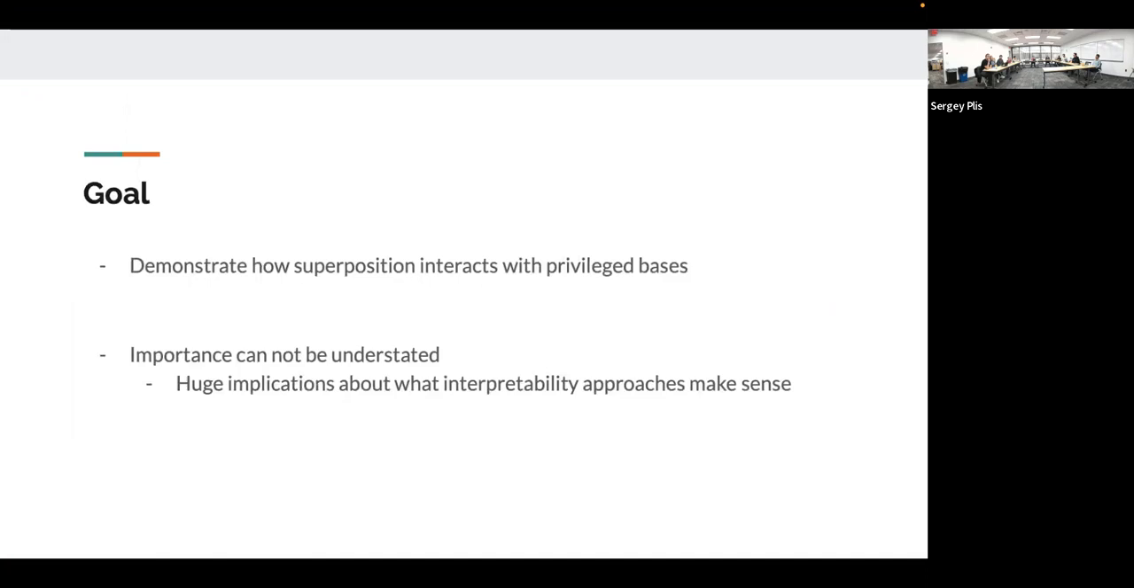So their goal essentially is to demonstrate how superposition interacts with privileged bases. That's a very far goal, which is why the blog post is so long, but they go through it in very simple steps. They also talk about how this is super important for interpretability, for example, but also for the work that Brad is doing in terms of the rank of the gradient and stuff like that.